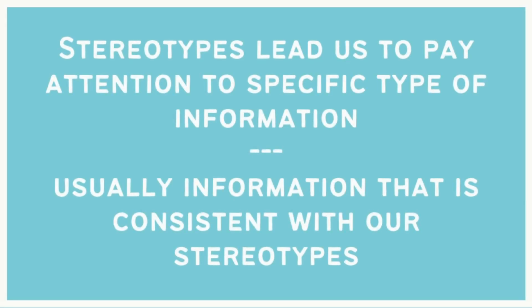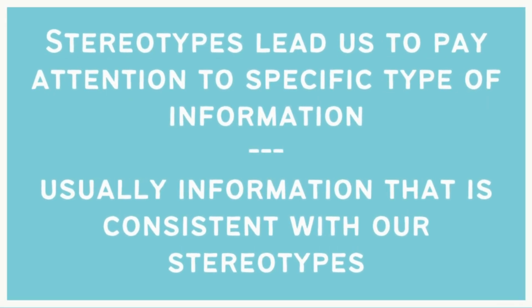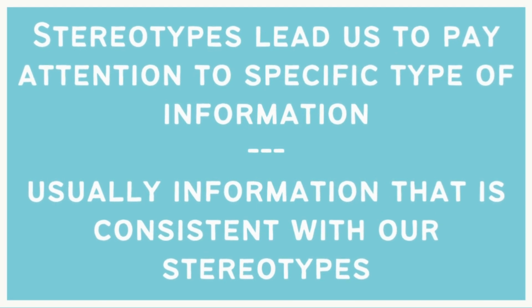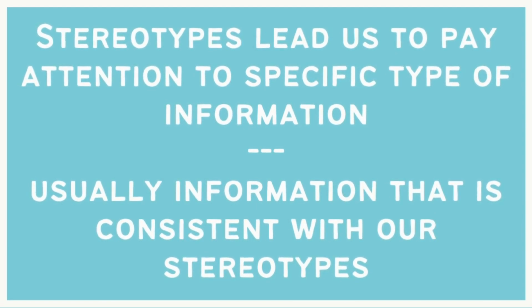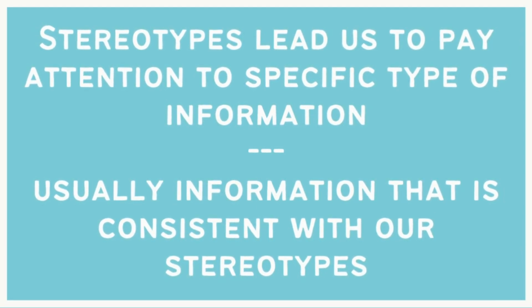So stereotypes lead us to pay attention to a specific type of information, usually information that is consistent with our own stereotypes. So something like this: if I met an American and we have a conversation going on, and I'm like, oh no, I'm not good at math, it's just not consistent with the stereotype of Indians being good at math. So even though he's not going to remember this piece of information, because it is not consistent with the stereotype that this person may have.